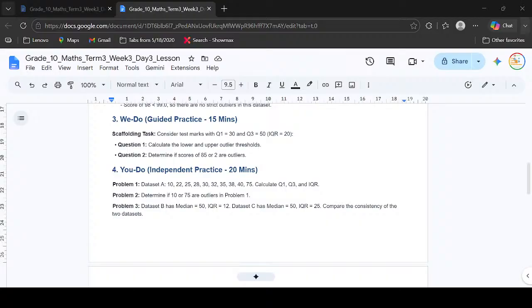If the number is above this, it's an outlier. 1.5 times IQR. Build the fence. Check the minimum. Check the maximum.